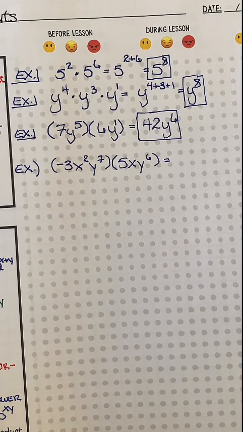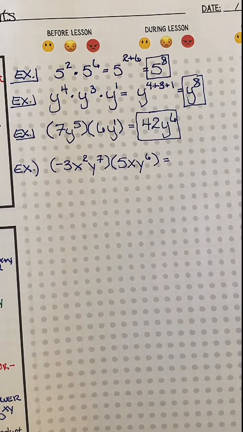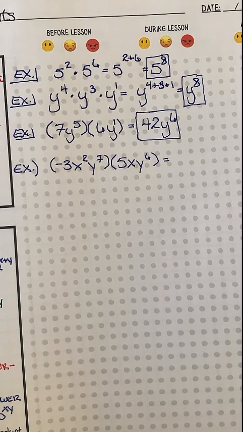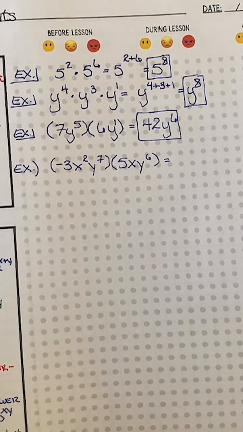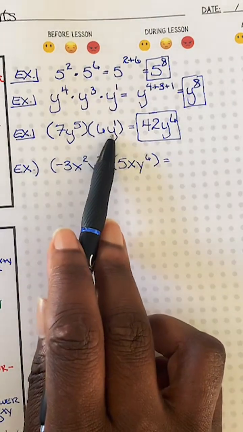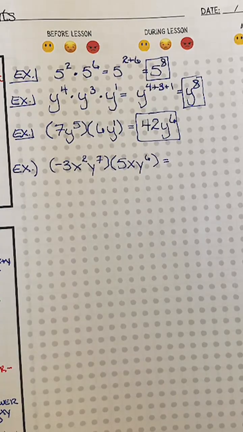Is that Kara, with the 42y to the 6 for the last problem? Good job. Is the letter always going to be 1? Yes. If you just have a variable, the exponent and the leading coefficient, the number in front, unless there's a number there. If you just see a letter, it will be 1.